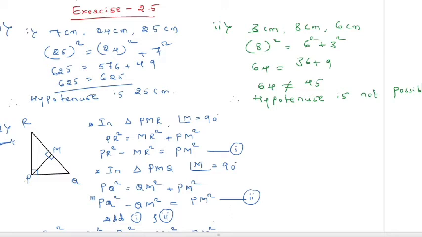Now, the second question. The question is: PQR is a triangle right angled at P. I have drawn the diagram here. See the figure here. PQR is a triangle.